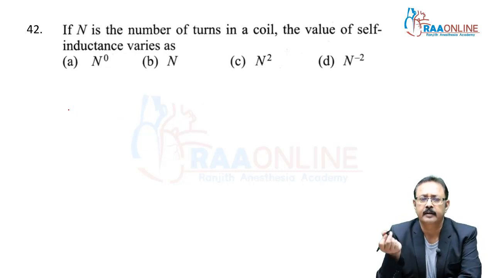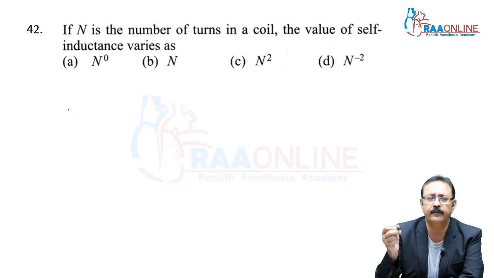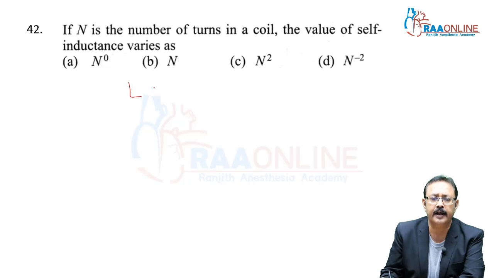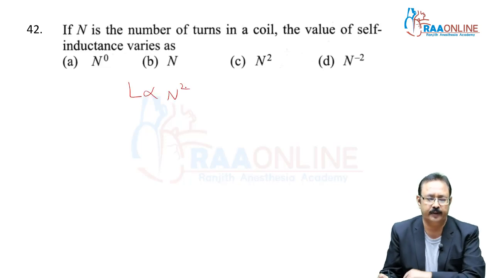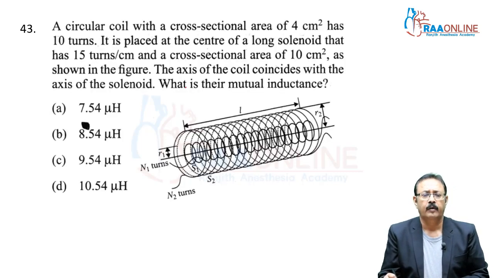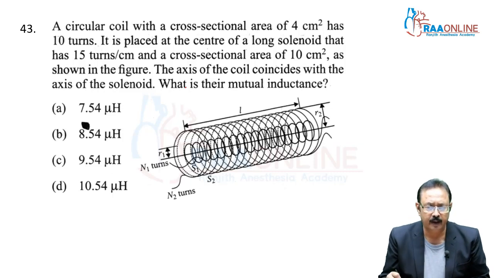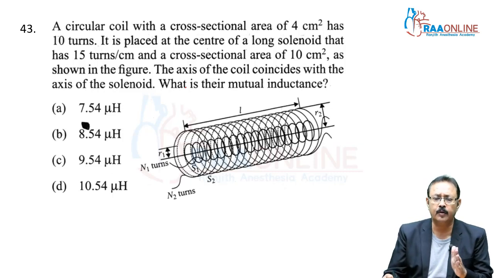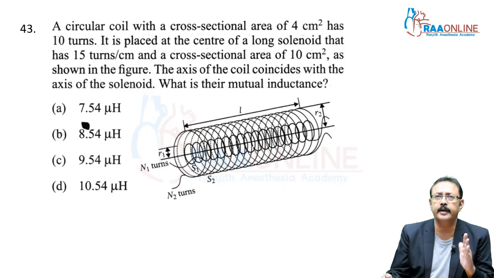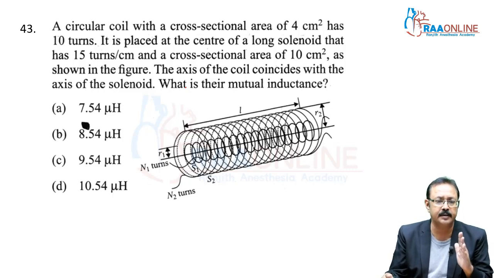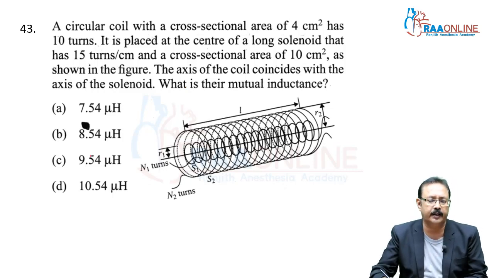42nd. Same, we know the self-inductance is directly proportional to n squared. 43rd, a circular coil with a cross-sectional area 4 centimeter square has 10 turns. It is placed at the center of a long solenoid that has 15 turns per centimeter. Cross-sectional area is there. Axis of coil coincides with the axis of solenoid. What is their mutual induction?